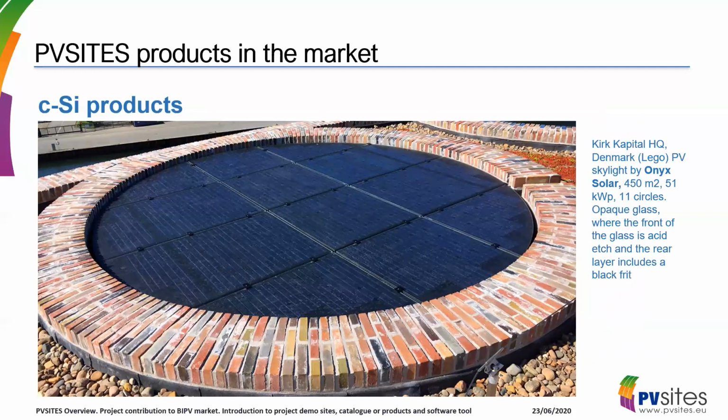And I think the last sample I want to show here is the headquarters of Lego in Denmark with this PV skylight provided by Onyx, 450 square meters of modules. What we see in the picture is one of the 11 cycles that compose the PV installation. This solution is made of opaque glass, where the front glass is acid-etched glass, and the rear layer includes a black thread solution.